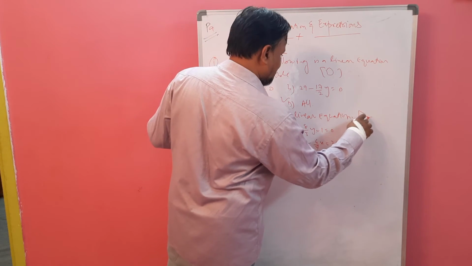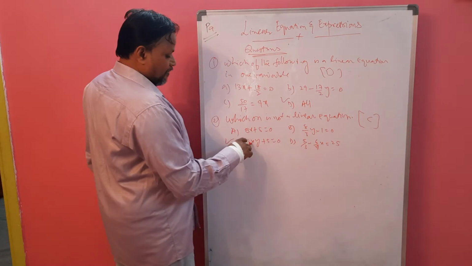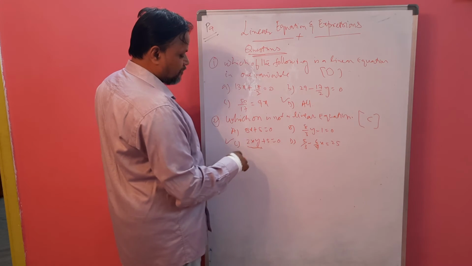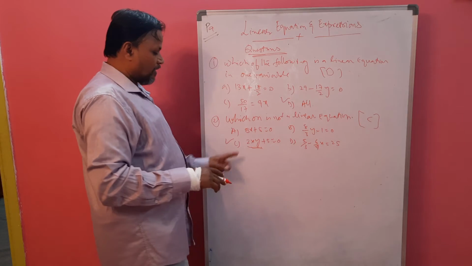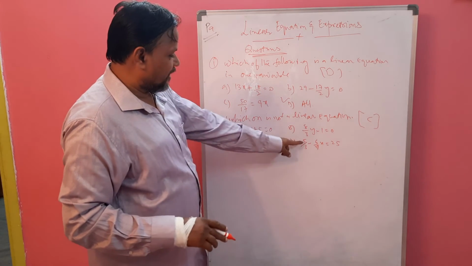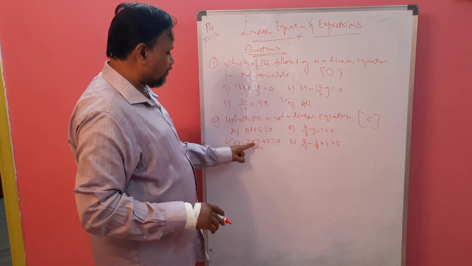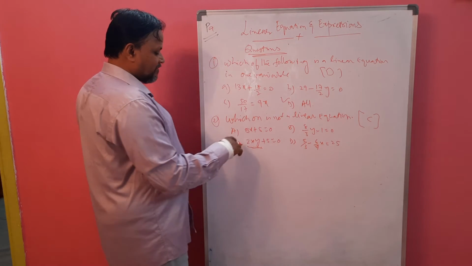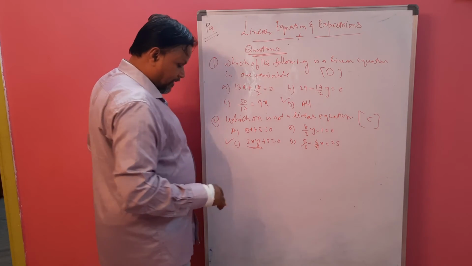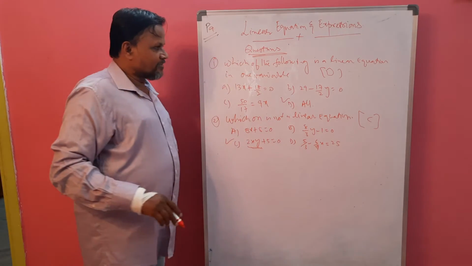Why? Because C has one term in which two variables are there, so it is a quadratic form. Double degree, while this is single degree; a linear equation is always single degree. Here double degree is there, that's why it is not a linear equation. Another example we can take.